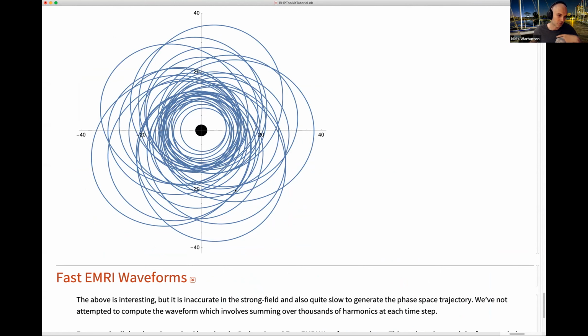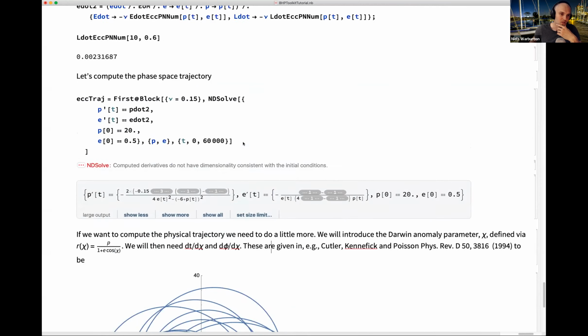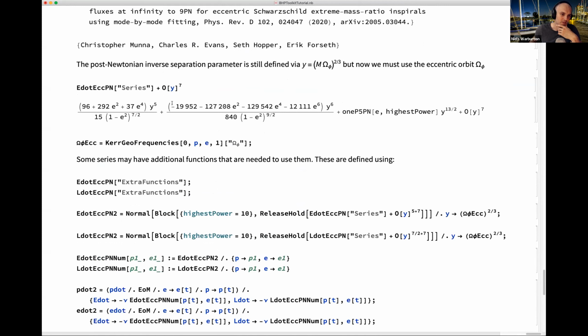What I will say is, you can do that calculation, but of course it is restricted by the PN series. That's restricted. It's not great in the strong field. It's a reasonably high order series, in this case up to 9th PN. But for strong field results, you want to do better than that. And it's also restricted in the order of eccentricity. You saw the expansion we have here in powers of E.